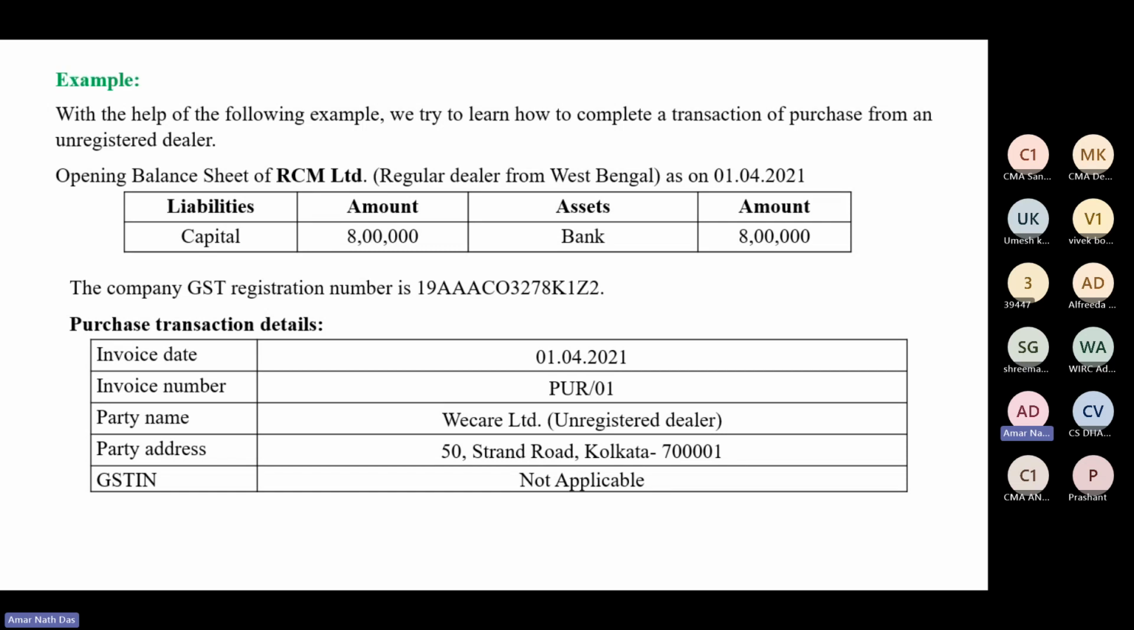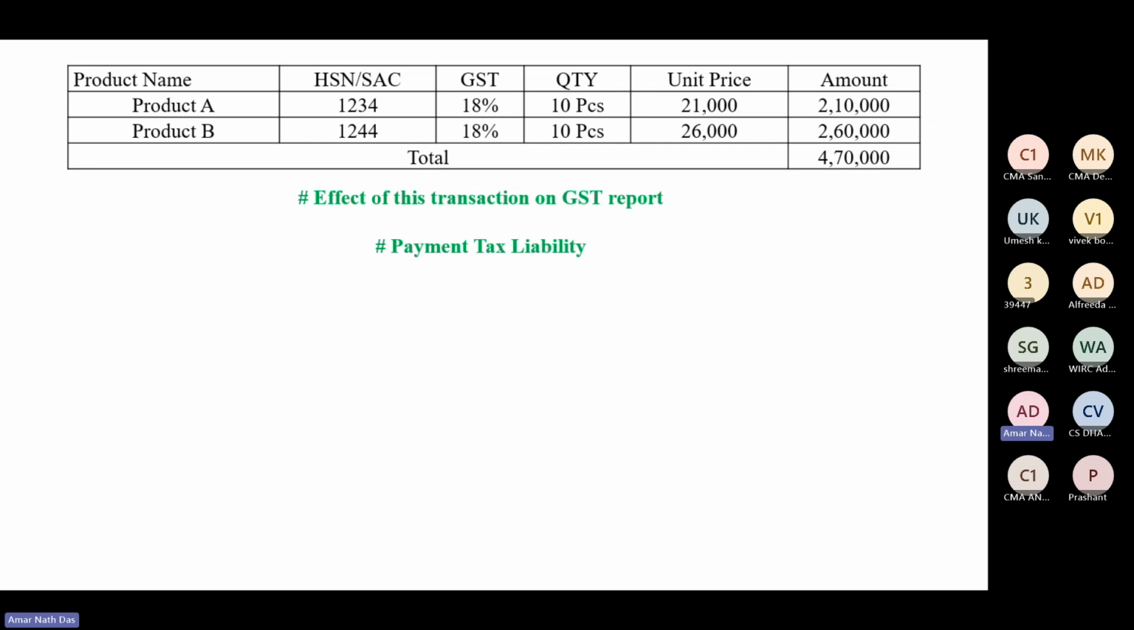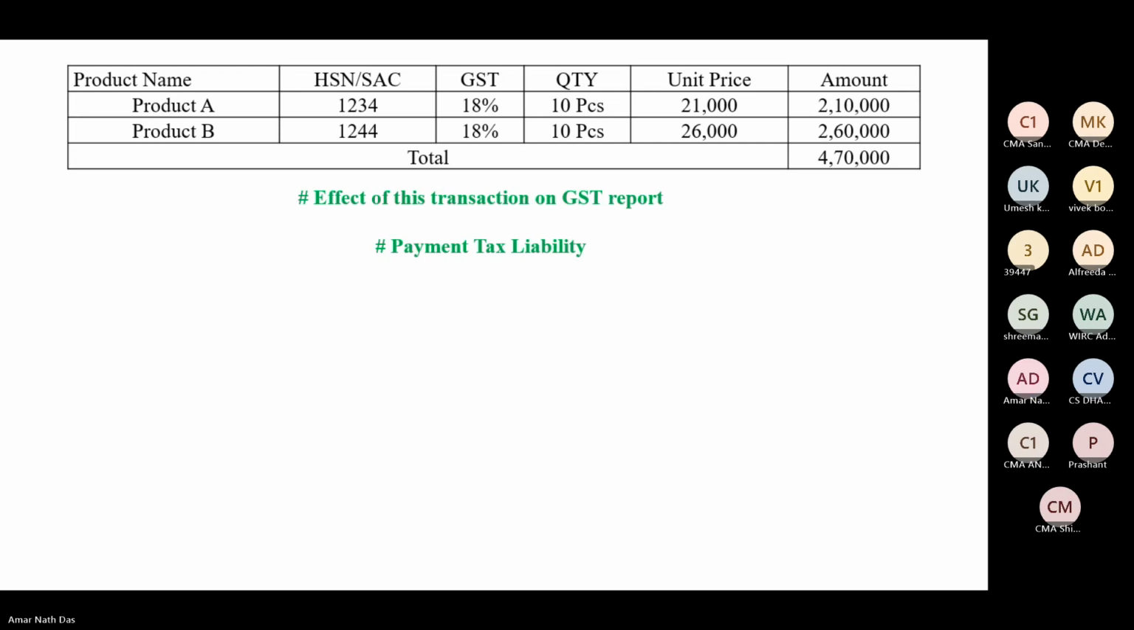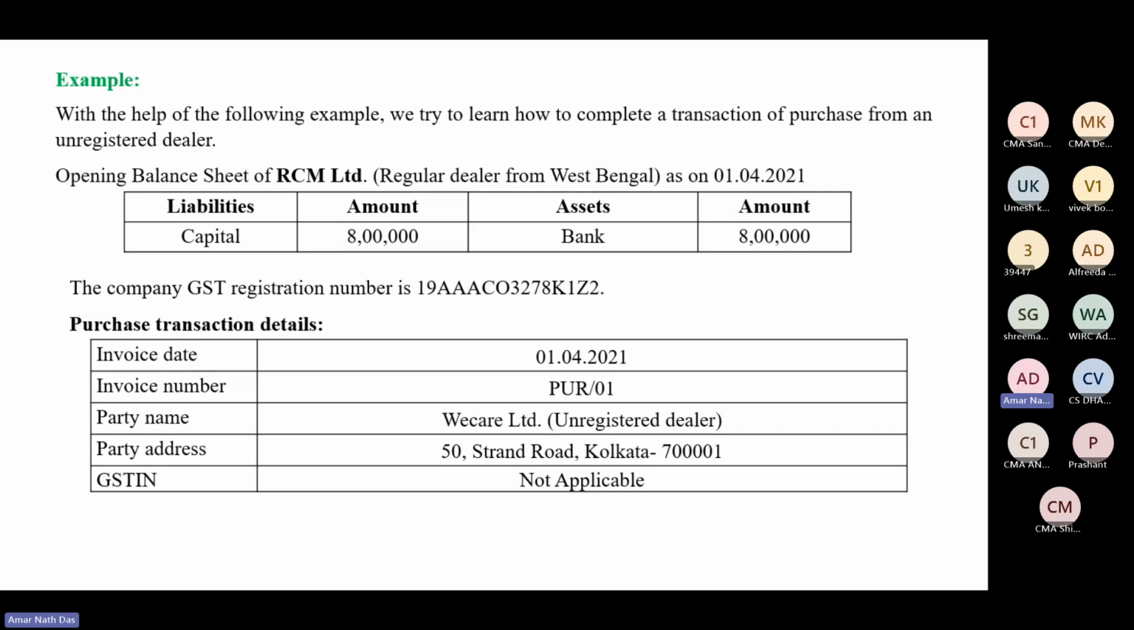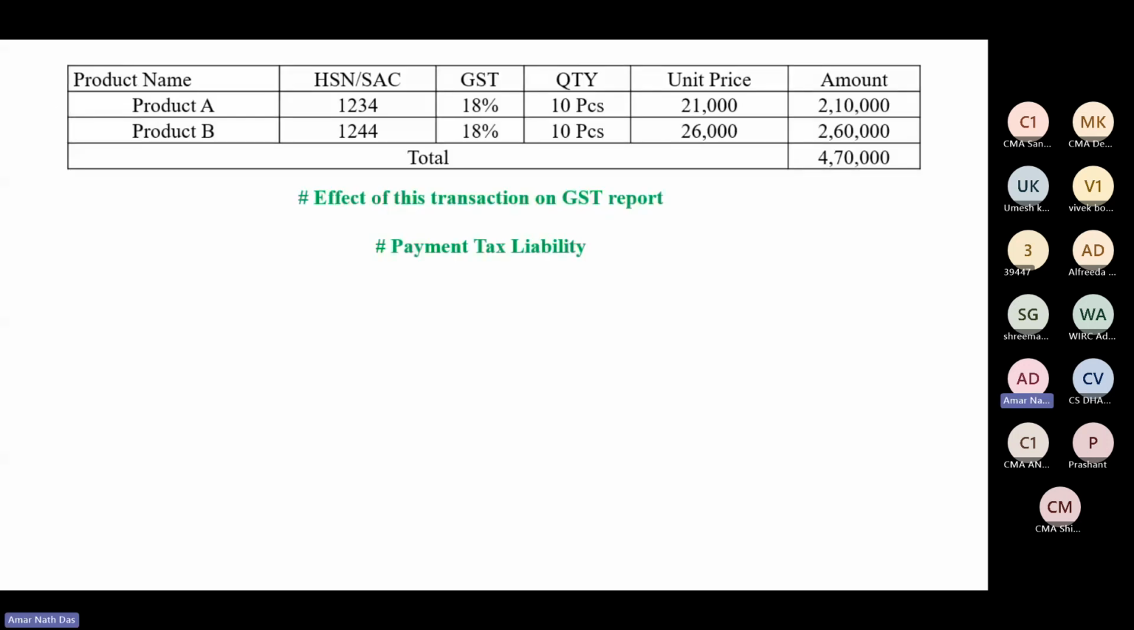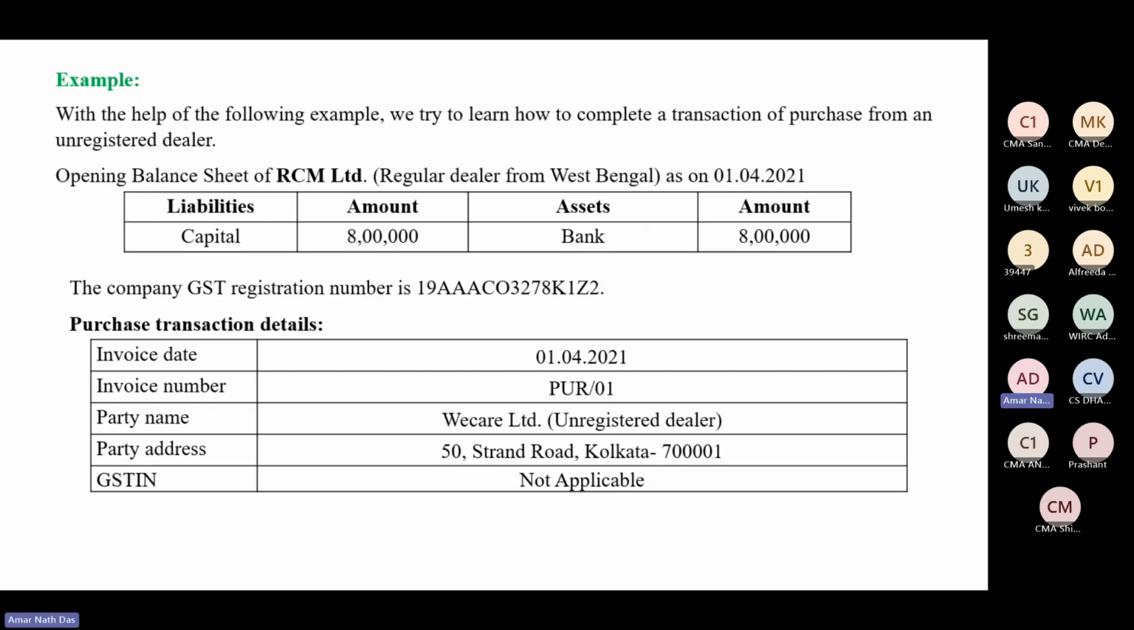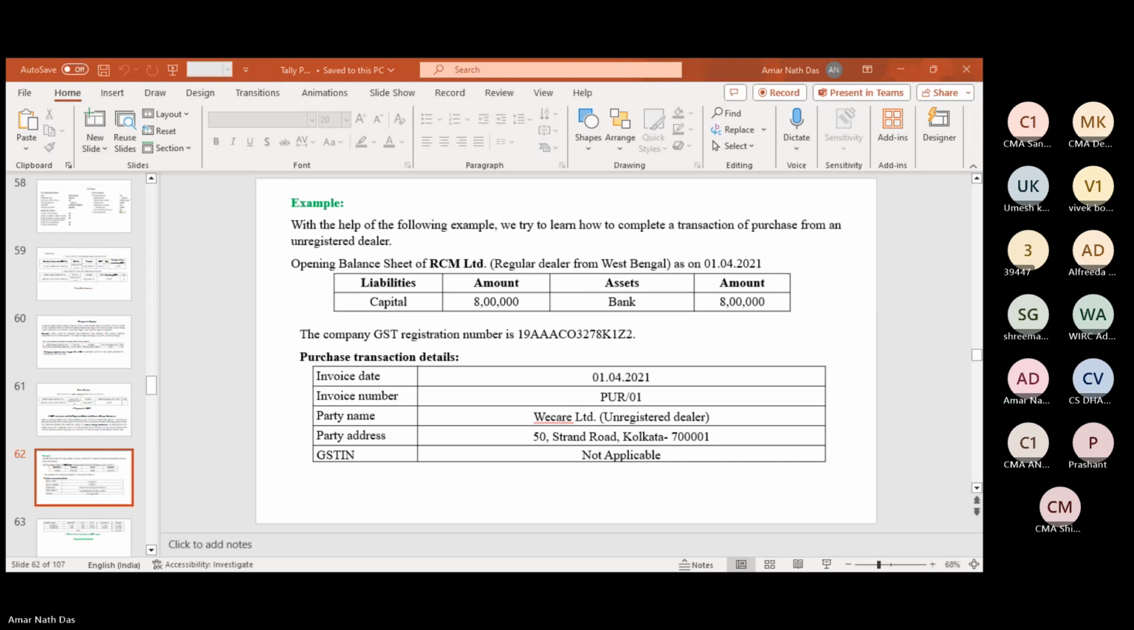This is the first page of the RCM mechanism, that means reverse charge mechanism, example. This is the last page of this example. This is the detail of the product which has been purchased under RCM. So I repeat again, this is the first page, and this is the last page of this example. After completion, we will show you how to make payment of this tax liability.